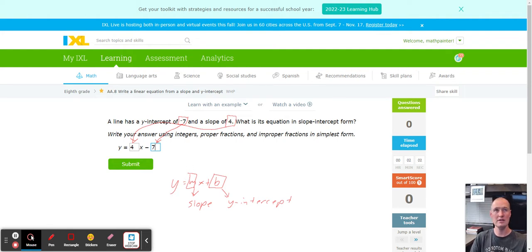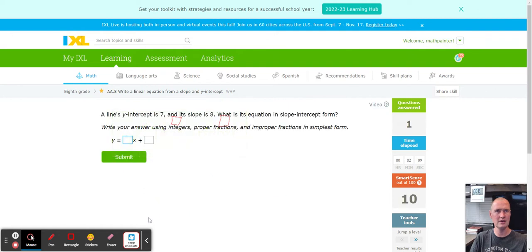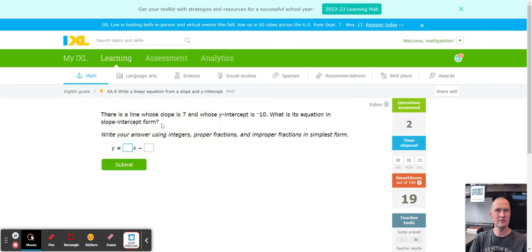All right, so once again, slope is before the x, and the y-intercept is going to be after the x. All right, with that being said, we should be good to go. The y-intercept is 7, so y-intercept is last. The slope is the value before x. Slope is 7, so slope is before the x. The y-intercept is -10. Notice the negative already given there, so we just need a 10.